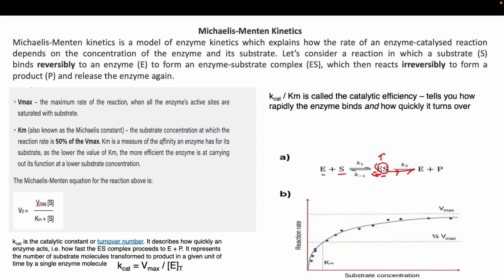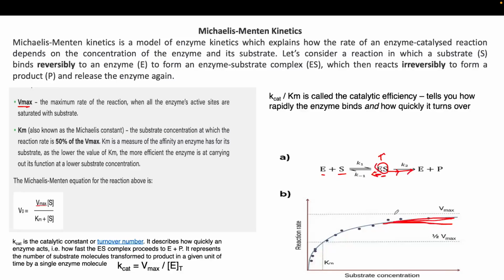Okay, so there is certain terminology that you should know. First one is the Vmax. What is the Vmax? This is the maximum rate of the reaction when all the enzyme active sites are saturated with the substrate. Here in the graph, you can see this is the Vmax. This is the highest velocity one enzyme can achieve with a particular type of substrate. So that is called the Vmax.